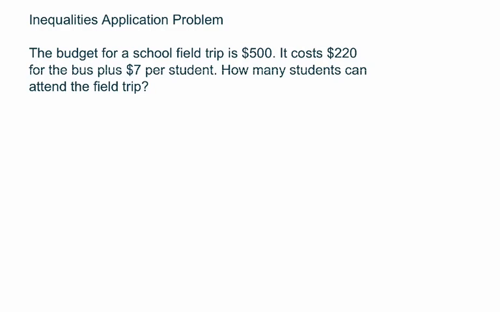The budget for a school field trip is $500. It costs $220 for the bus plus $7 per student. How many students can attend the field trip? This is assuming the school is paying for the field trip. So if the budget, we'll use some annotating skills here. I'm going to underline. The budget is $500. That means that the cost of the trip has to be less than or equal to $500. We can't go over it. We can stay under it. The school bookkeeper is going to be totally okay if you come in under budget and you have extra money left over. What you can't do is go over it. So the cost has to be less than or equal to $500.